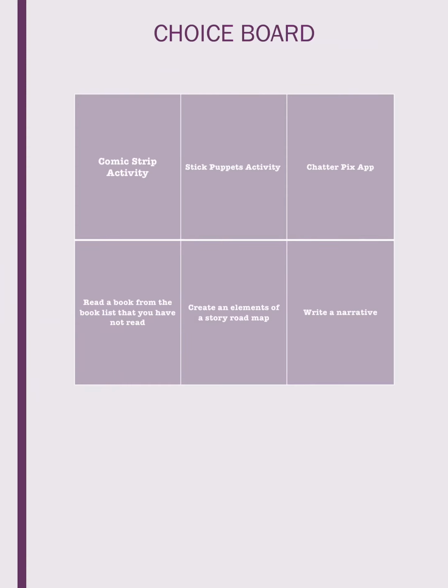To finish, I'll have a choice board at the center for students who complete all the activities early. There are 6 choice board activities. Students have the option to do a comic strip activity, stick puppet activity, use the Chatterpix app, read a book from the book list that they have not read yet, create an elements of a story roadmap, or write a narrative. Each one of these activities on the choice board will help students expand their learning and knowledge in regards to storytelling, as well as help them practice what they have learned already.